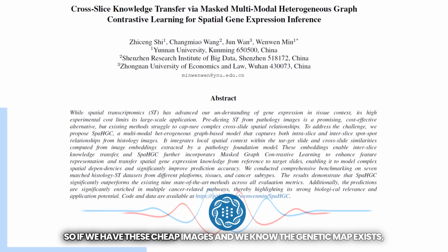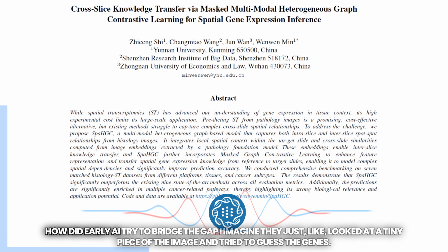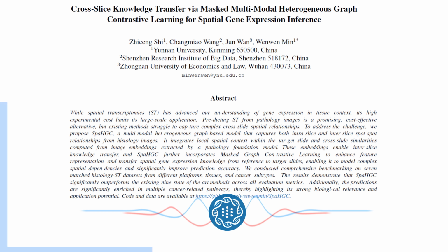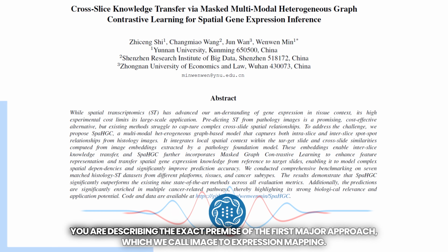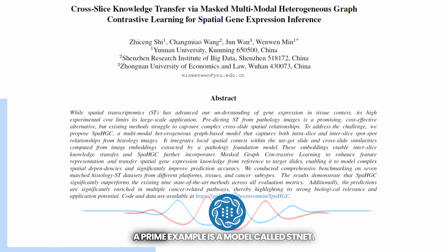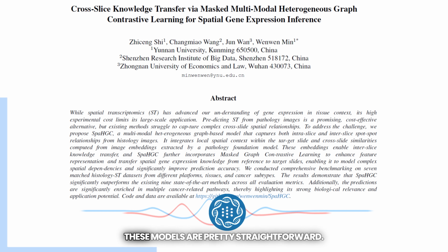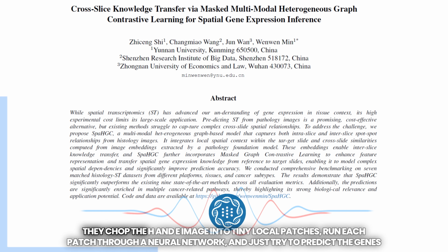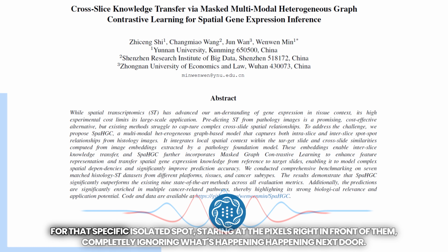So if we have these cheap images and we know the genetic map exists, how did early AI try to bridge the gap? I imagine they just looked at a tiny piece of the image and tried to guess the genes. You are describing the exact premise of the first major approach, which we call image-to-expression mapping. Oh, okay. A prime example is a model called STNet. These models are pretty straightforward. They chop the H&E image into tiny local patches, run each patch through a neural network, and just try to predict the genes for that specific isolated spot.